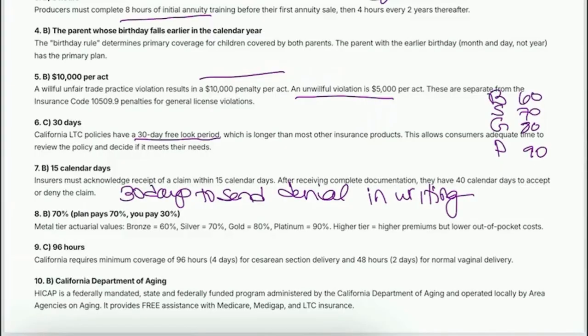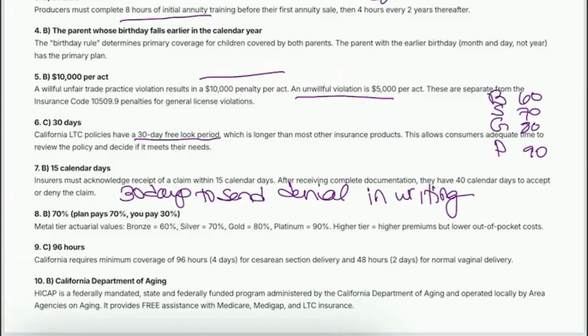Number 9, 96 hours. 96 hours for C-section, 48 hours for normal vaginal delivery. And number 10, California Department of Aging is who helps administer the HICAP.